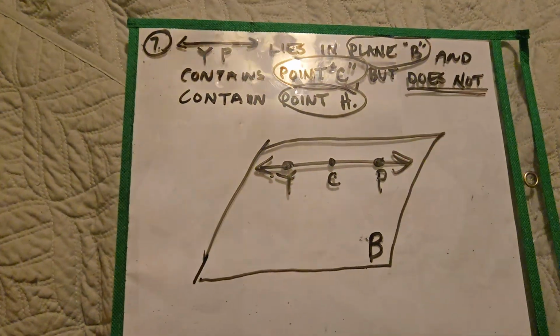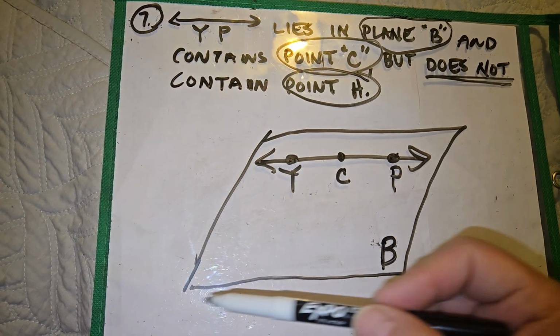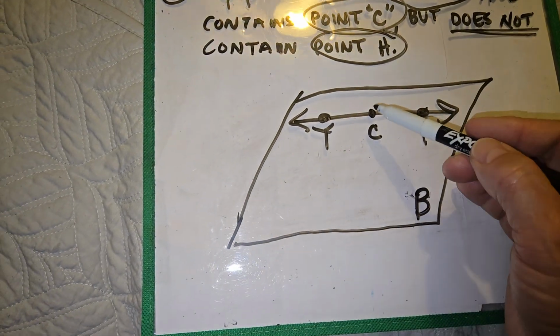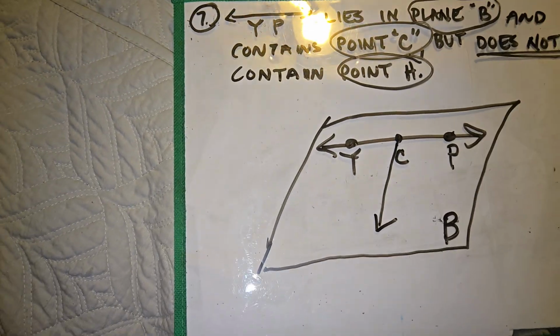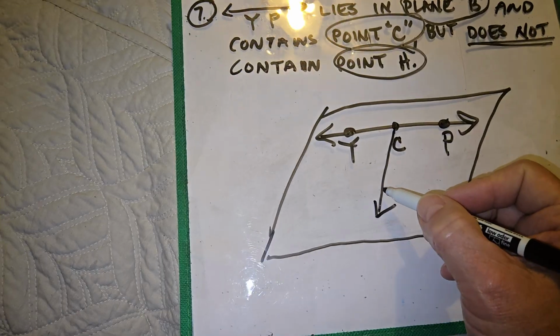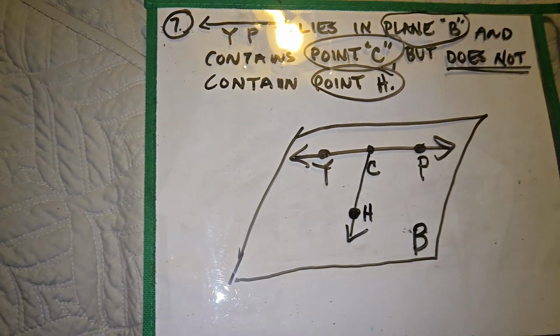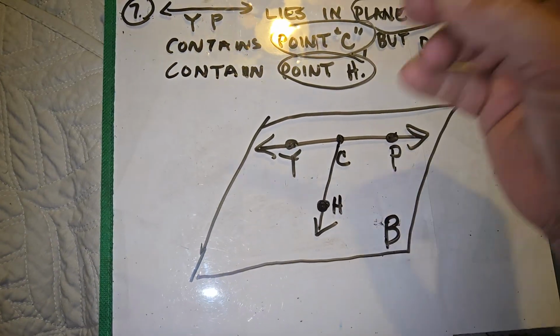Well, where is this point H? We know that that point H is also on this plane, but it is not on that line. That's what it's telling us. So I'm going to just draw another line going out this way, a perpendicular line, and I'm going to draw a point H right there, a coordinate point H. Does that make sense? So let's check our work.